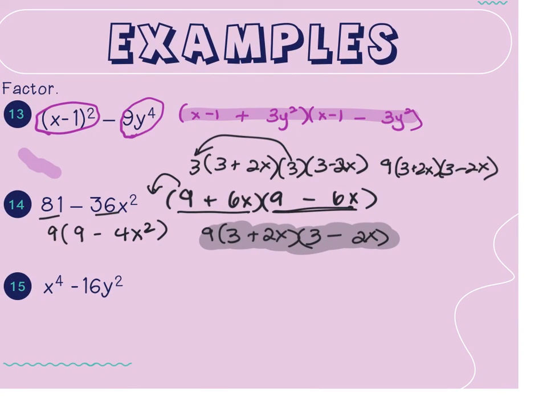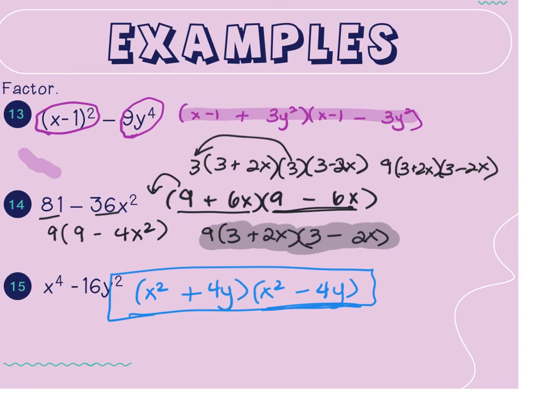And then 15, again, difference of two squares. This would be x squared and x squared. And then 4y, 1 gets a plus and 1 gets a minus. Now this one is the difference of almost two squares. x squared is obviously a perfect square. 4 is a perfect square, but y is not. So it actually will stay just the way it is. Questions on those? Okay, so that's the difference of two squares.